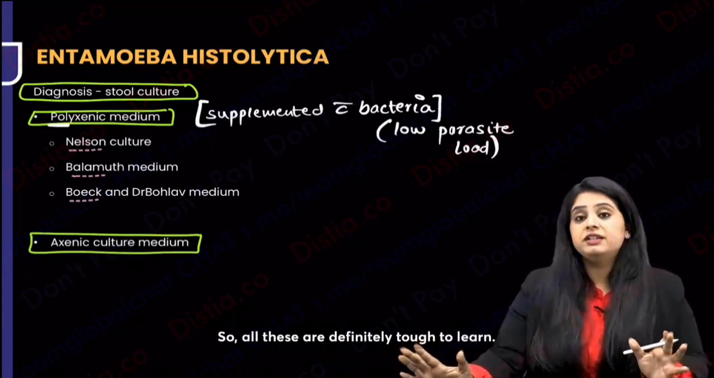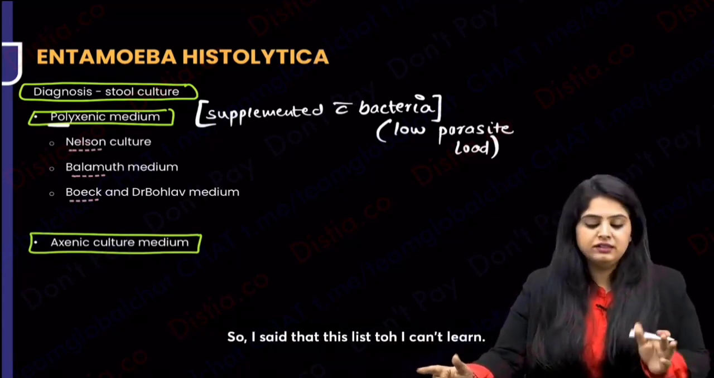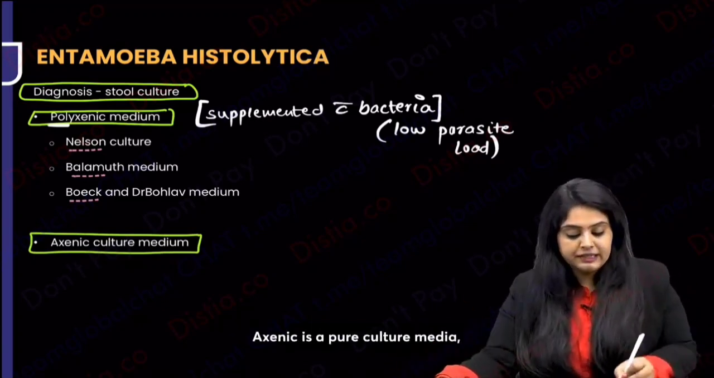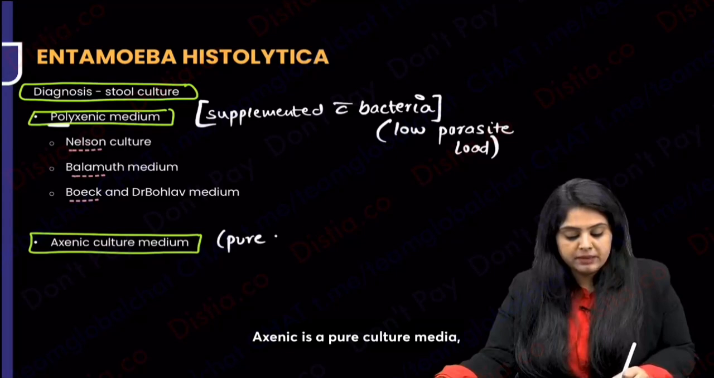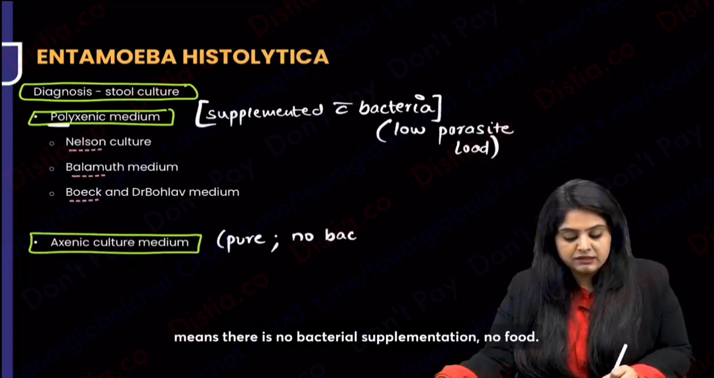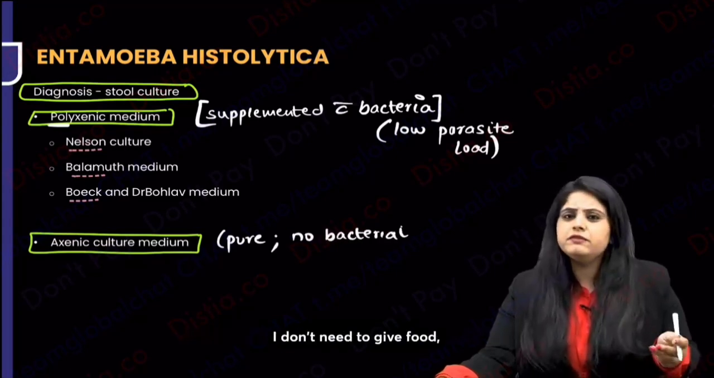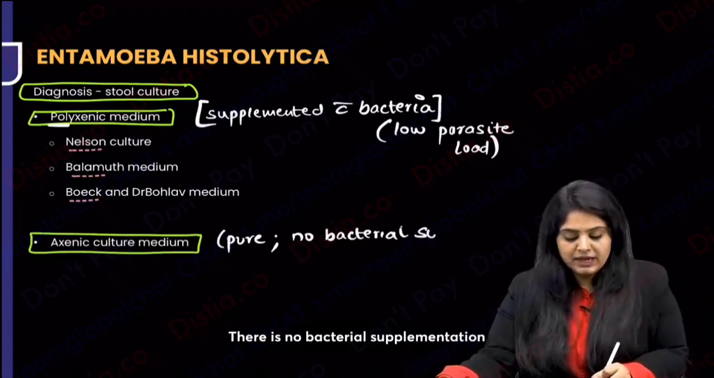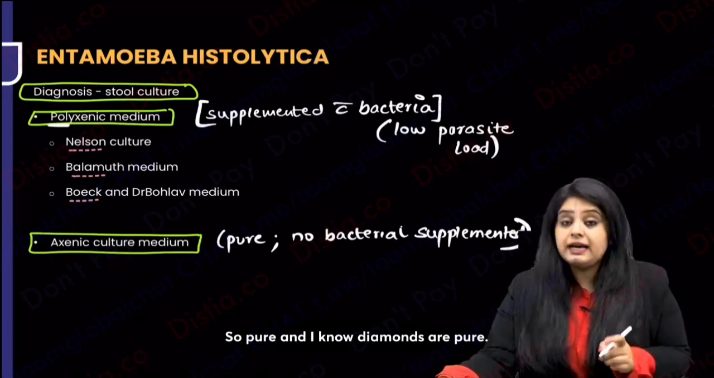So what is all this? B, B, N, N. So all these are definitely tough to learn. So I said that this list I can't learn, let me learn the other list. What is axenic? Axenic is a pure culture media, means there is no bacterial supplementation, no food. I don't need to give food. Parasite is anyway good in number, so it will grow on its own only. There is no bacterial supplementation that we have over here.